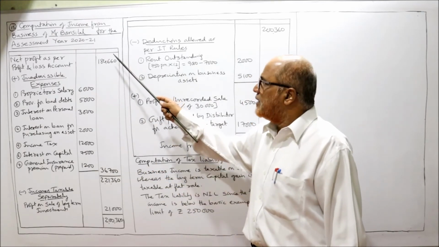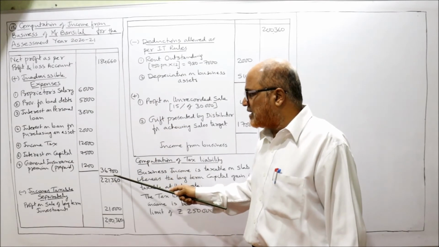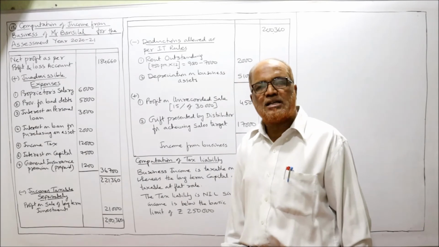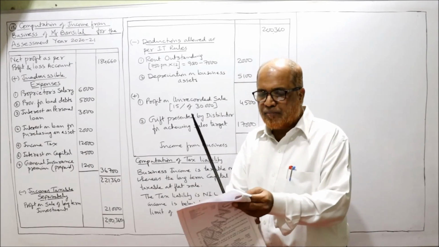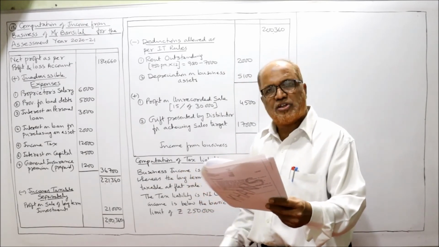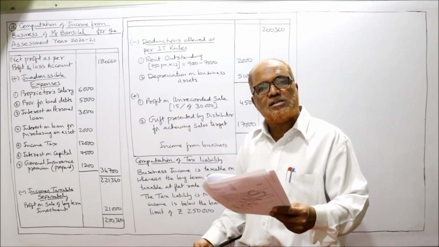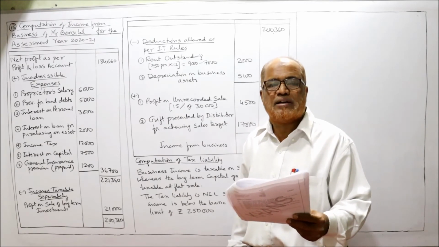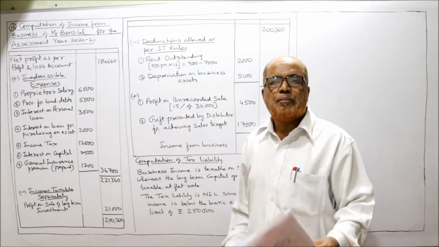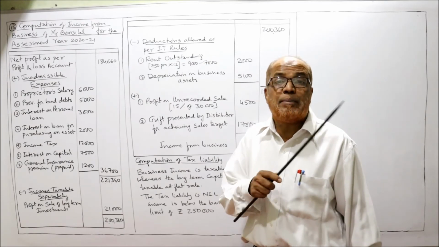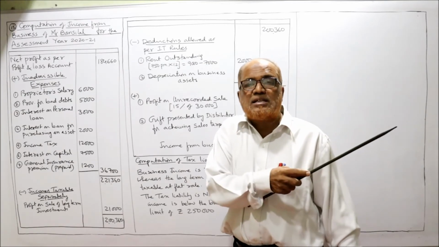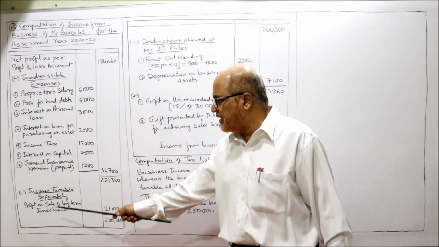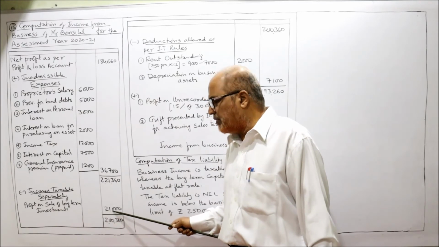Now add back 1,84,660 plus 36,700, 2,21,360. From this we deduct incomes separately taxable. Now on the credit side of the P&L account, you can see gross profit is a business income. Commission is a business income. Profit on sale of long-term investment is not a business income. Profit on sale of investment is a capital gain. It is separately chargeable under the head income from capital gain, not a business income. So we deduct profit on sale of long-term investment.